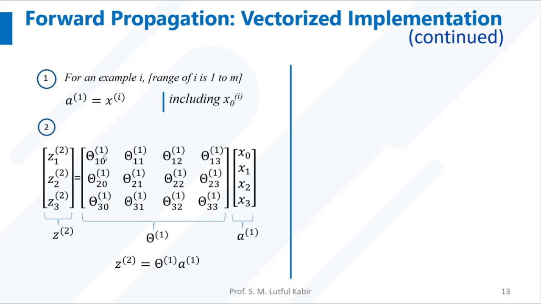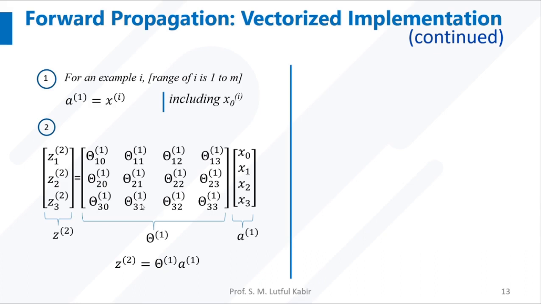So if you multiply this row with this column, that will give you Z12. Similarly, Z22, Z32. This is the theta 1 matrix, that means the theta related to the first layer. The first layer thetas, all these elements, are multiplied by A1, because we are in the first layer. If you multiply these two, then it will be Z in the second layer, Z1, Z2, Z3. So this is the equation that you have to solve.